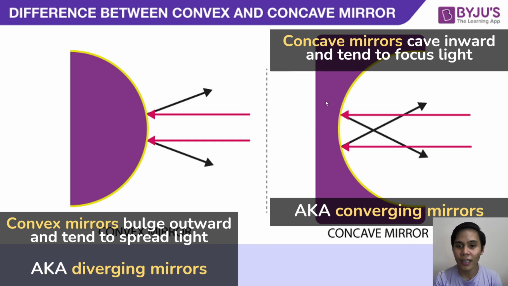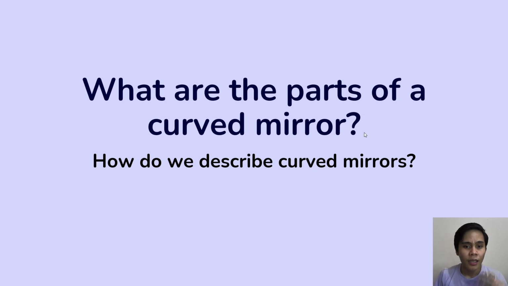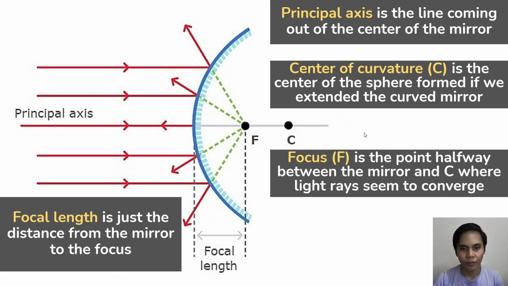Concave mirrors, on the other hand, are caving inward and tend to focus light. You see this on spoons and stuff like that. And they are called converging mirrors because they tend to focus light towards a certain point. So what are the parts of a curved or spherical mirror? How do we describe the parts of a curved mirror?